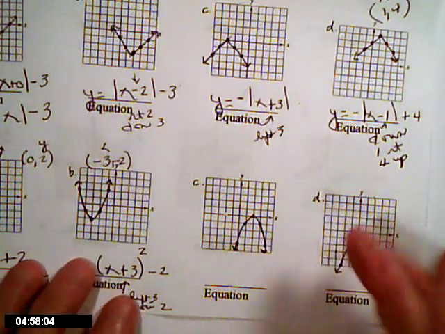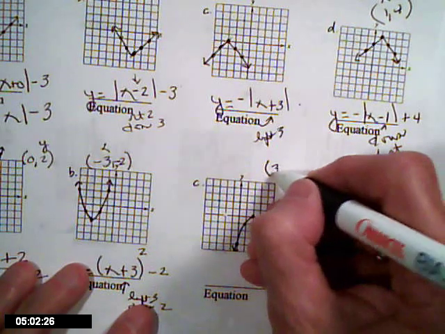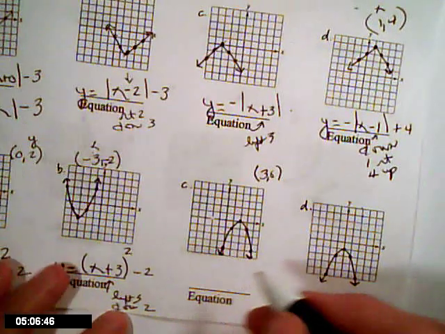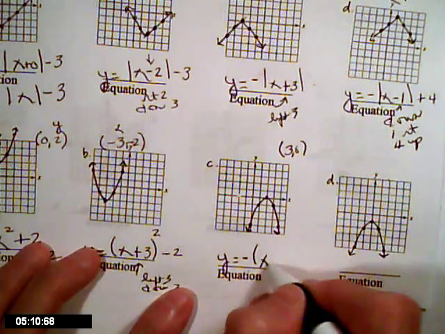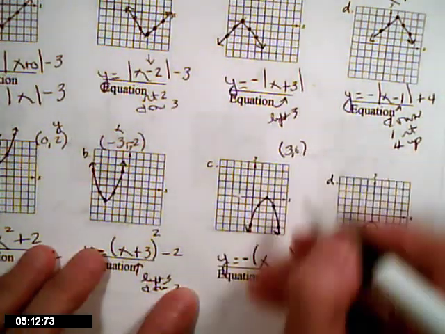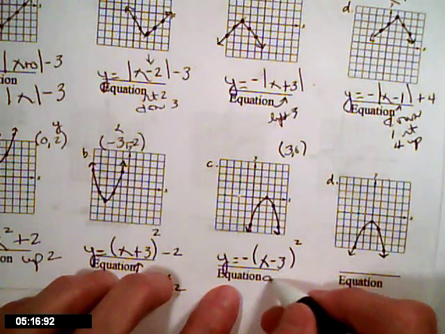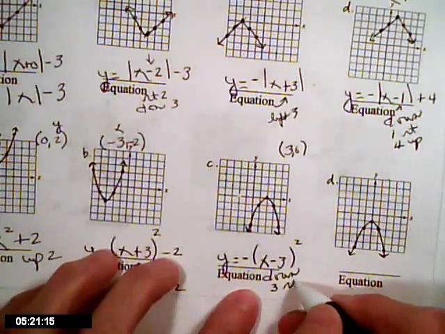Parabola C. The vertex is 3, 0. It has turned down. Our parabola will be y equals negative x, and the plus 3 becomes negative 3, squared, with a 0 on the end. This graph turns down and has shifted 3 units to the right.